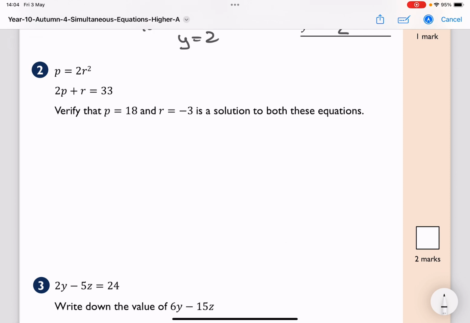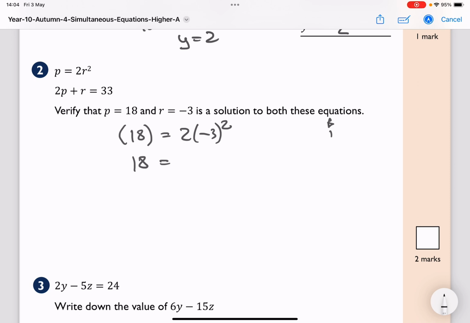Second question, p equals 2r squared. If I set this out, as I always do, any substitution I always put in brackets. So what I've got here is this. You may say it's a bit ridiculous doing that with the 18, and you're probably right. So 18 is 18.